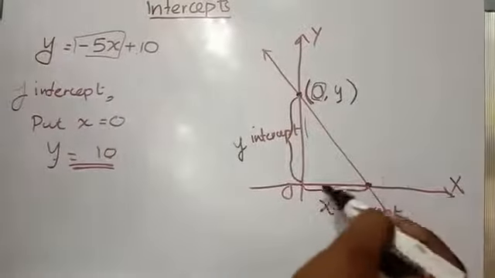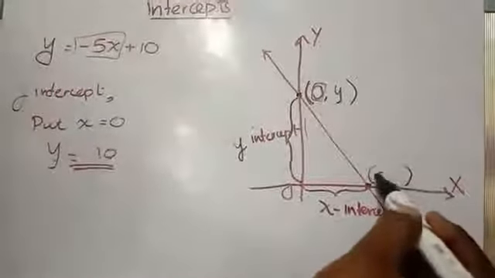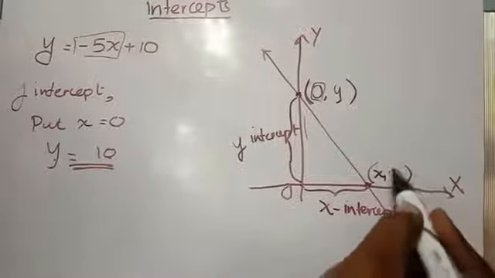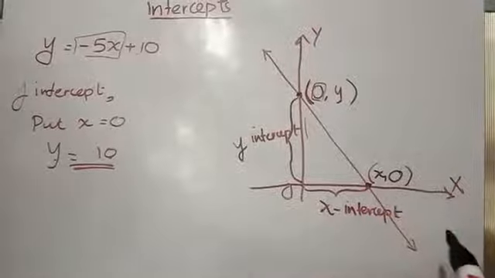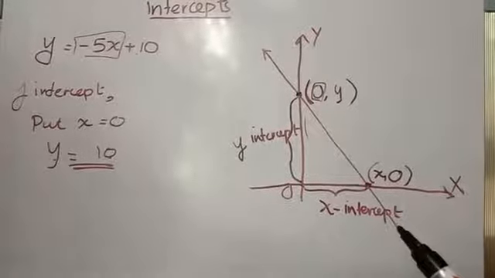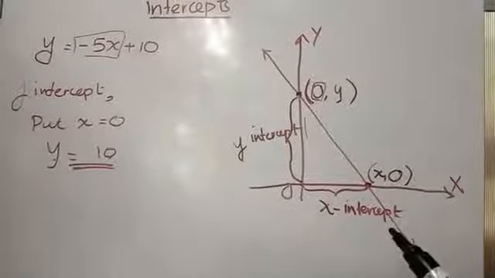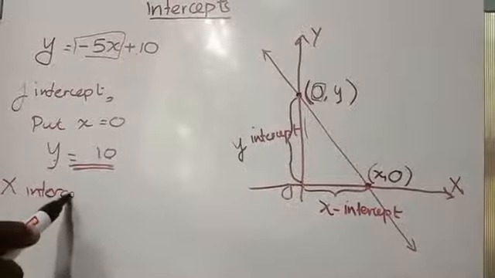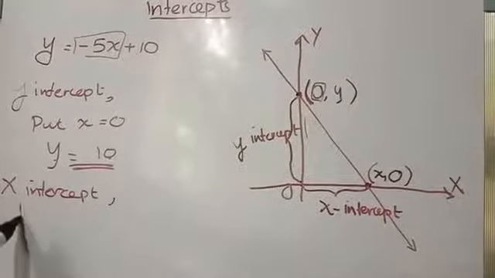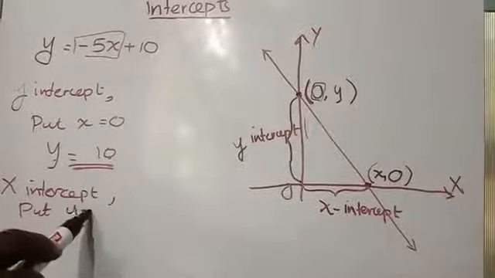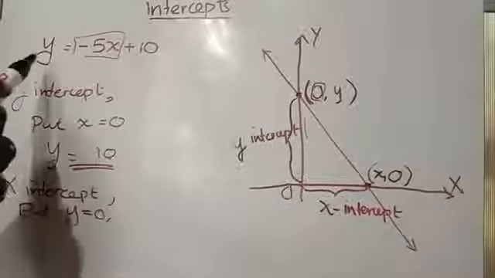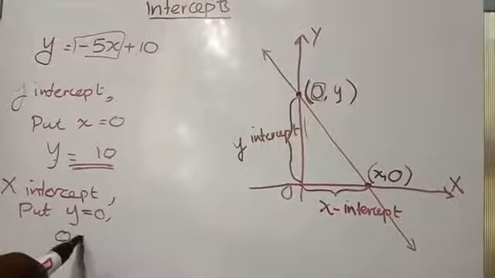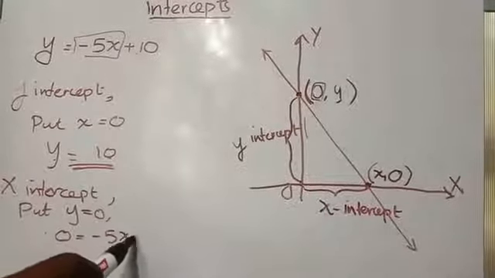Similarly, to find x-intercept, you know, on x-axis there is no value for y, so the value of y is 0. On x-axis y coordinate is 0, and on y-axis x coordinate is 0. So to find x-intercept, what shall we do? Put y is equal to 0. So the equation becomes 0 is equal to minus 5x plus 10.